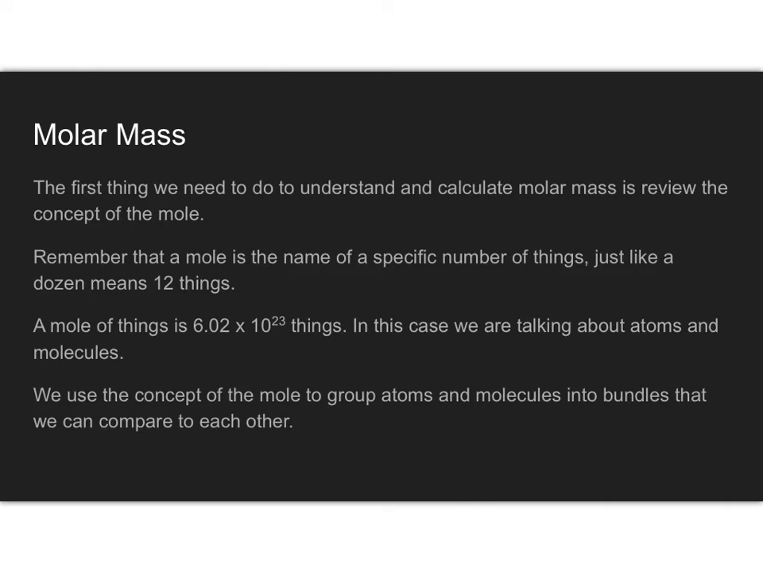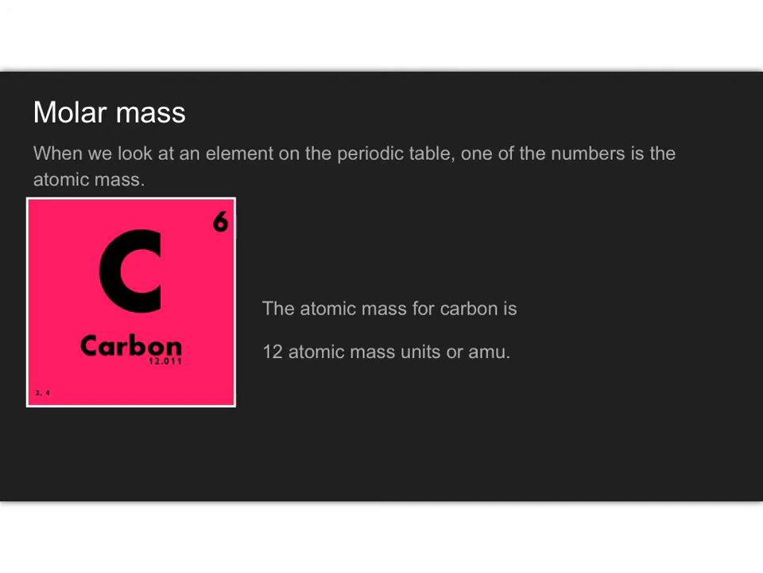So when we're talking about molar mass, we're talking about the mass of a mole of things. When you look at the periodic table, every element has a number that goes with it. In this case, carbon, it's kind of small down here, but the number for average atomic mass is 12.001. We usually just say 12 atomic mass units, or AMU.